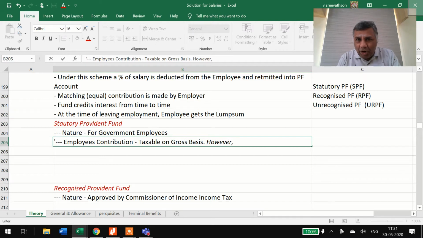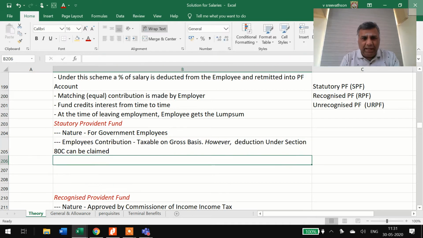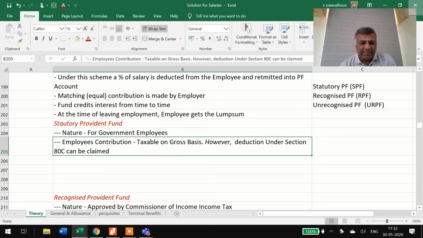However, deduction under section 80C can be claimed. Write it fully in that particular column, please write it neatly. We will talk about this deduction in July. But as of now, please understand, taxable as gross salary. However, deduction under section 80C can be claimed.